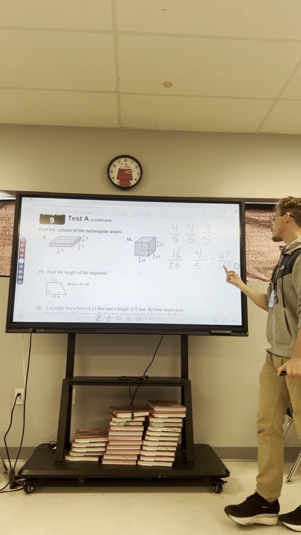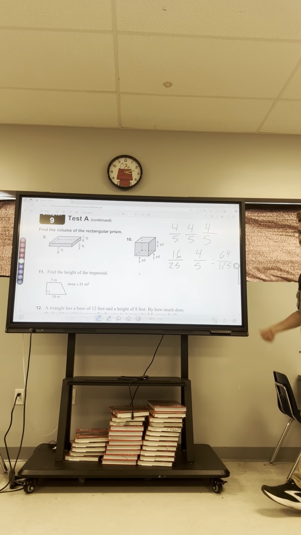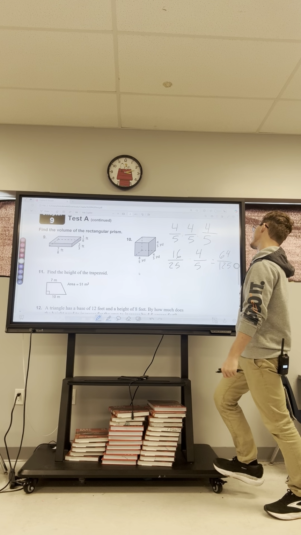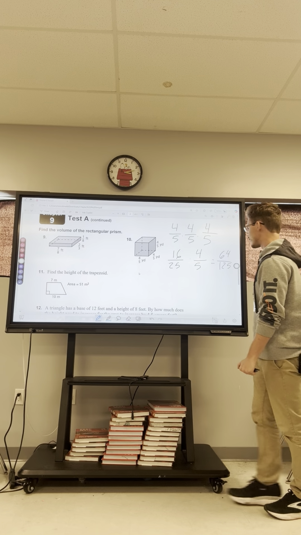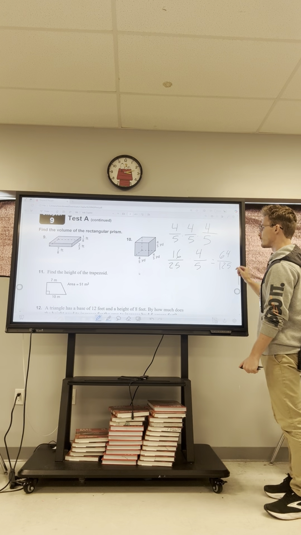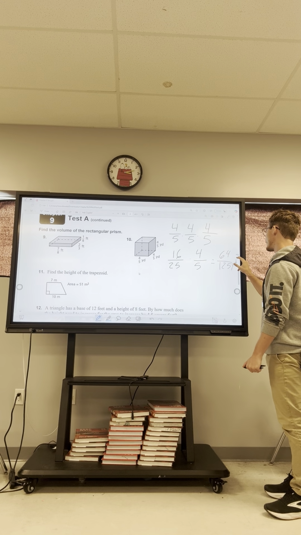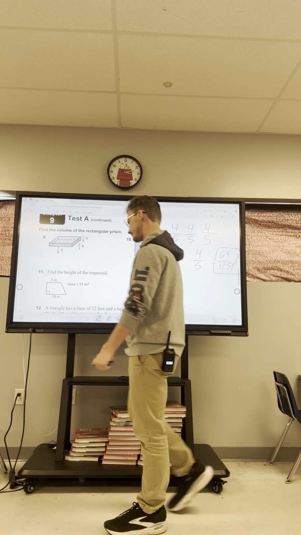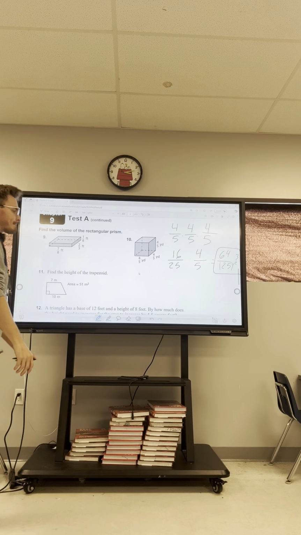So I have 64 over 125. Can 2 fit? No, they're not both even. Can 3 fit? No, 3 does not fit into 64. Nothing else fits. So it's going to be 64 over 125 yards cubed. Again with the cubes. Okay?